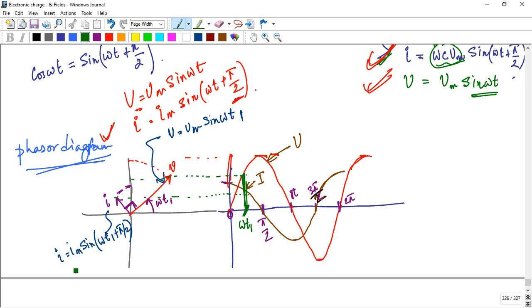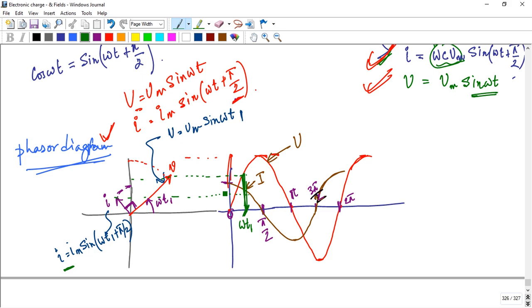Here you see that current is ahead by pi by 2. So current is leading here, and voltage with respect to current is lagging. So current is leading by pi by 2, 90 degrees. Obviously current is leading with respect to voltage. That's the basic phasor diagram for understanding current and voltage.